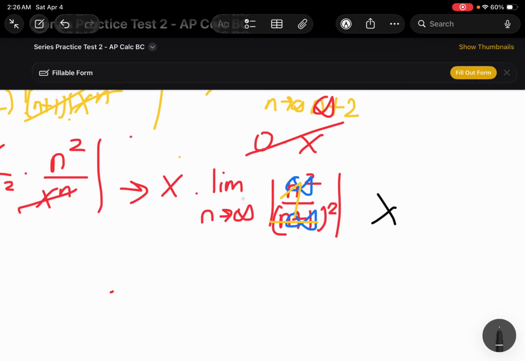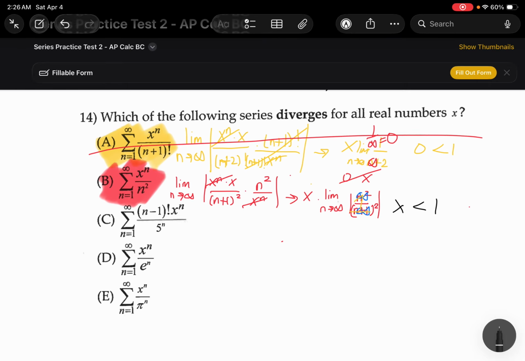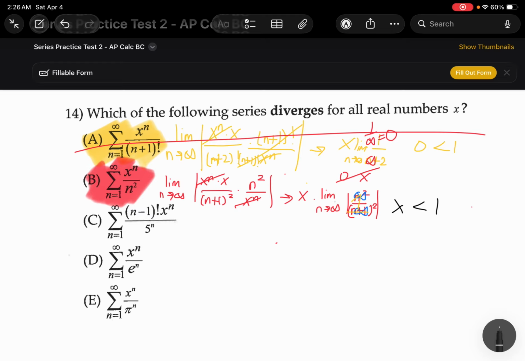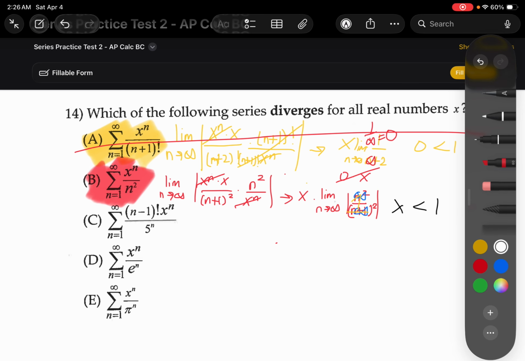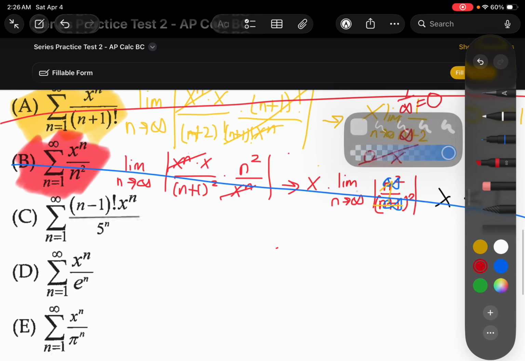x must be less than 1. And it's asking which of the following series diverges for all real numbers x. So that one converges. Since it's anything that's less than 1, it converges, and it cannot be all real numbers. It has to be all real numbers, so this does not apply. Let's move on to this.